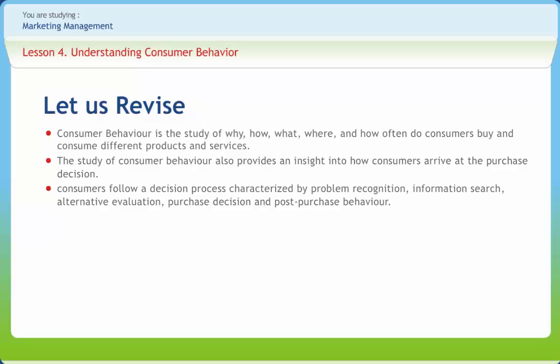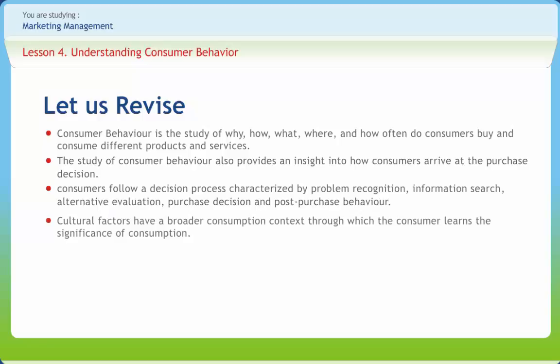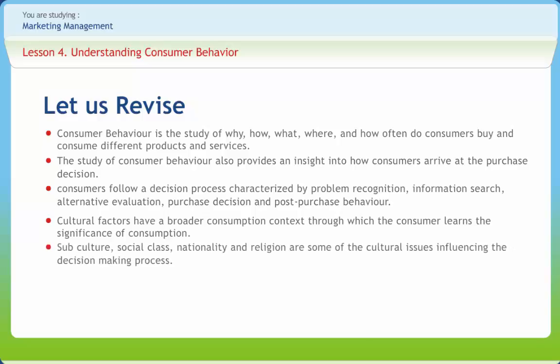An individual consumer's decision to purchase a product is influenced by a number of variables, which can be classified into four categories, namely cultural, social, personal, and psychological factors. Cultural factors have a broad consumption context through which the consumer learns the significance of consumption. Subculture, social class, nationality, and religion are some of the cultural issues influencing the decision-making process. The social factors include family, reference groups, roles, and status of individual customers in influencing their consumption behavior. Consumers differ from one another in terms of their age, sex, education, income, family life cycle stage, personality and lifestyle, and other personal characteristics which influence their buying behavior.